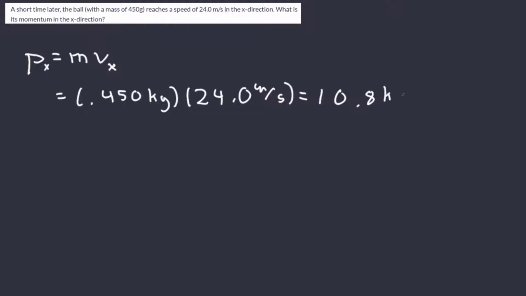So the mass is still 0.450 kilograms. I'm going to keep everything in kilograms, meters, and seconds for SI units. And the speed in the x direction is 24.0 meters per second. So if I plug that in, then I end up with 10.8 kg m/s, kilogram meters per second.